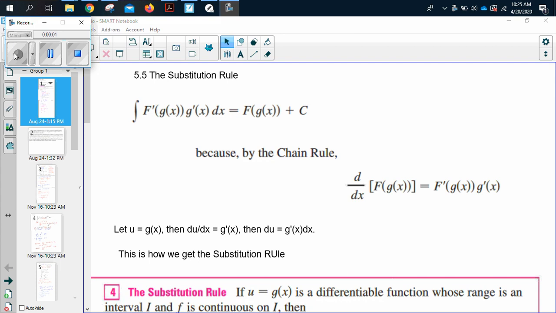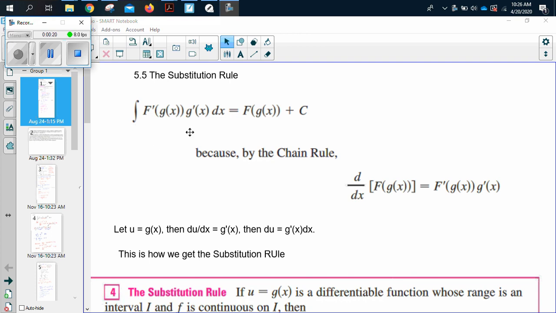Class, I want to cover the last section in our class, 5.5, the substitution rule. And you'll go over this again in Calc 2. It's very, very important in Calc 2. You use substitution all the time in the class.